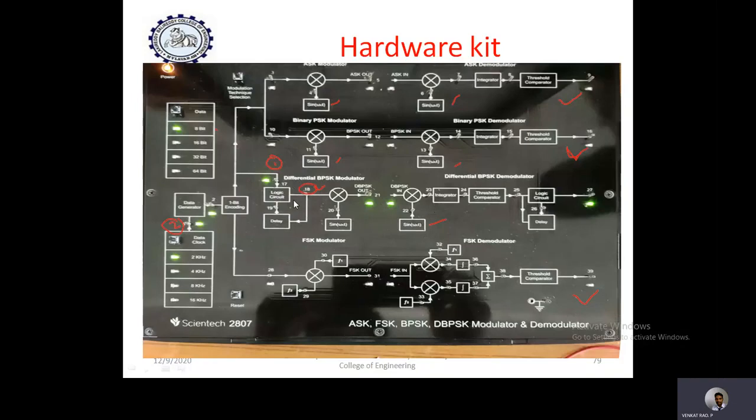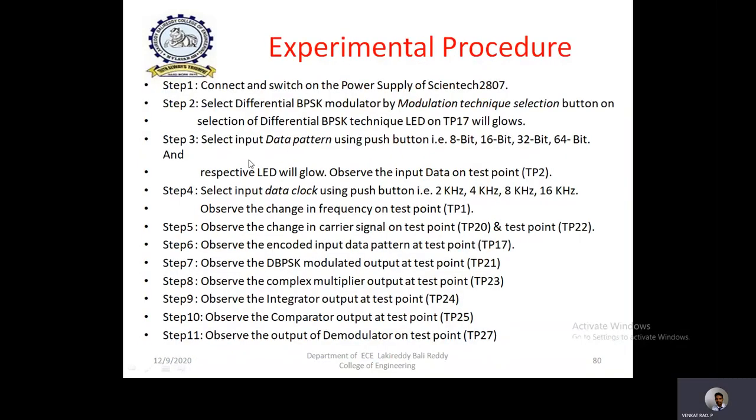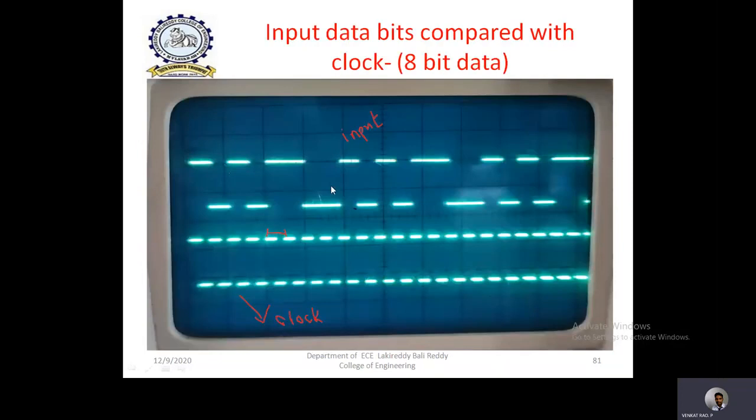Now let us see the experimental analysis. This is the procedure. Anyway, I am explaining the procedure step by step, so we need to read all these things. The first step is to observe the input while comparing with the clock. Here, as an example, I am taking 8-bit data as the input. So this is the input, and this is the clock.